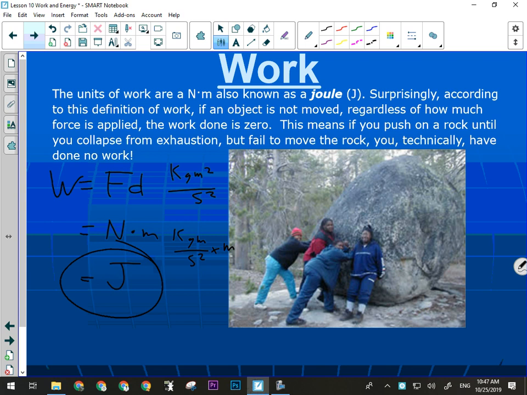Now these girls here are pushing on this rock. It's big. They can push on it all they want. That rock ain't gonna budge. Do they ever do any work on the rock?